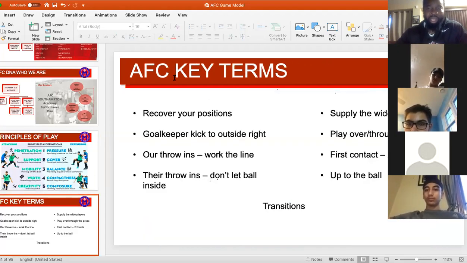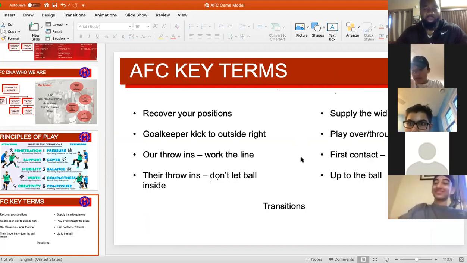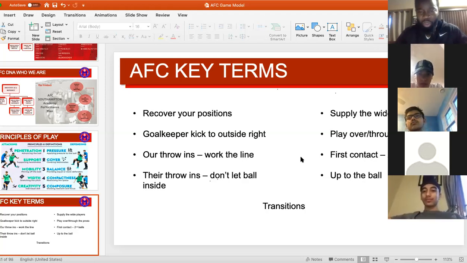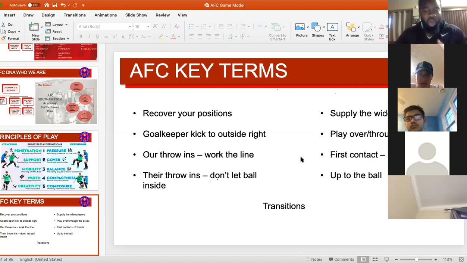So again, these are key terms that we're going to be using in the game, especially for you older players. Now you are at the age where it's going to be difficult to tell you, say, Bassi, pass the ball, Bassi run left, Bassi run right. It's annoying because people get annoyed by those things. So now we give you these key terms that you must follow. We say, recover your position. I mean, get back to your position. Guys, recover your position. I want you to get back in position.